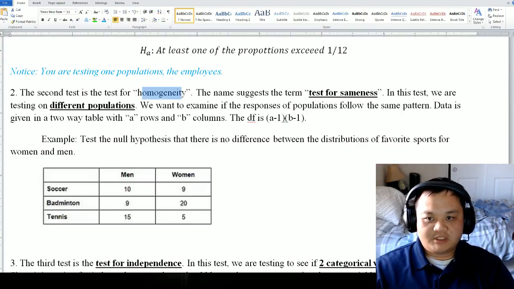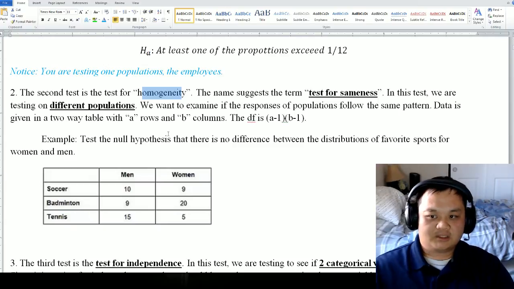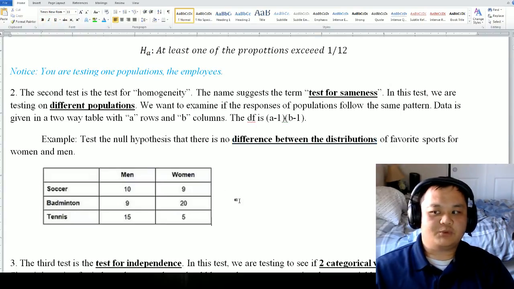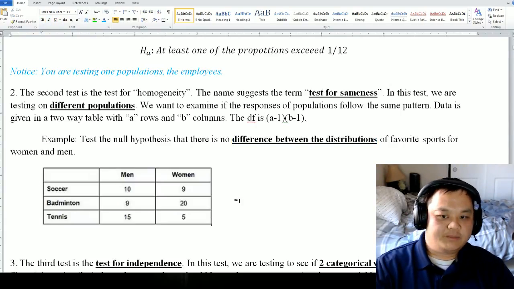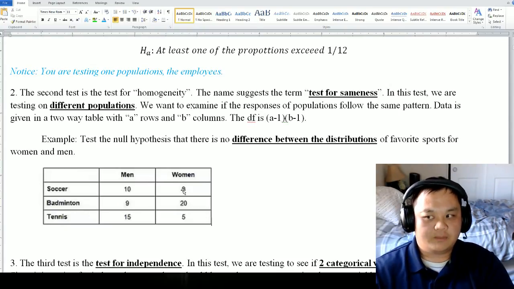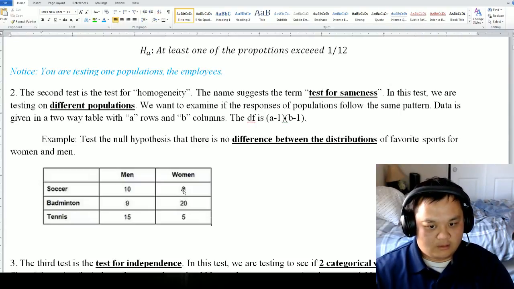Most of the time, the test of homogeneity is trying to measure whether there is a difference between the distributions, right? Is there a difference between the populations? Is there a difference between the men and the women in this case, right? Those are the differences in the population. All right, good.